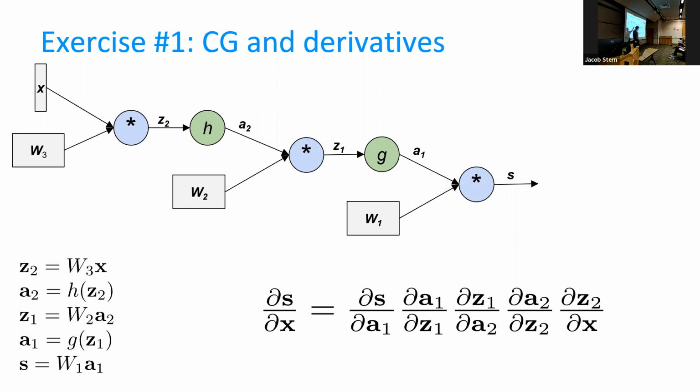We don't know what H and G are, so we can't evaluate this explicitly all the way through. We'll do that practice in a second. But some of these we can plug in. Z2 is W3X, so the derivative of Z2 with respect to X is, actually, I'm going to have someone look this up. I believe it is W transpose. Someone look up the derivative of WX with respect to X. It's W transpose. Yeah, and then A2 is H of Z2, Z1 is W2A2, so the derivative of Z1 with respect to A2 would again be W2 transpose. For A1 we cannot evaluate the derivative because we don't know what H is. And then S, the derivative with respect to A1, would be W1 transpose.